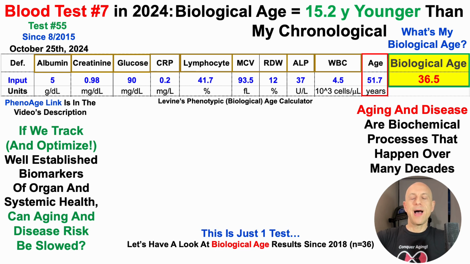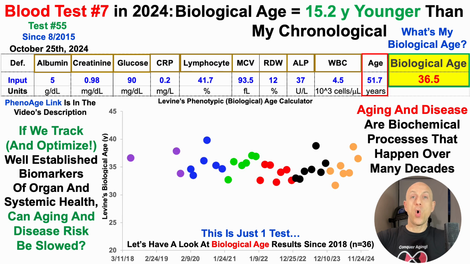And it's important to not get too high or too low with just one test because, in my opinion, tracking year-to-year change is more important. So with that in mind, let's take a look at biological age results using this test since 2018, as I have 36 tests over that time period, which is what we'll see here.